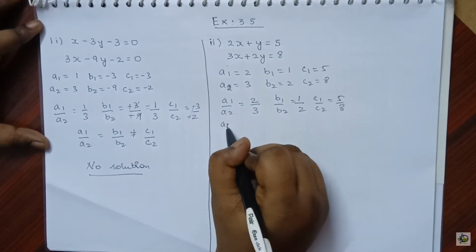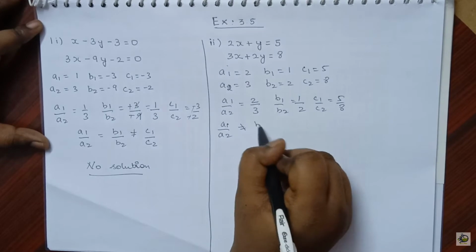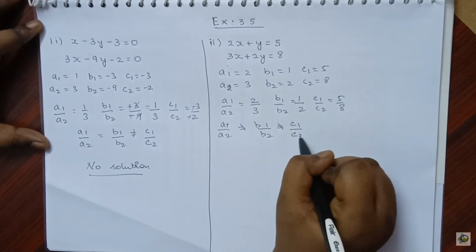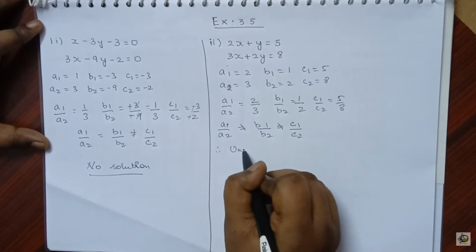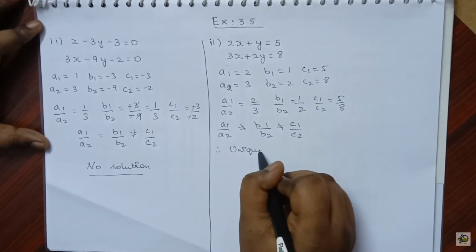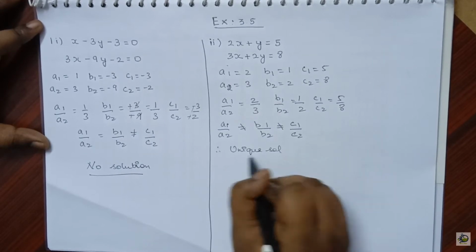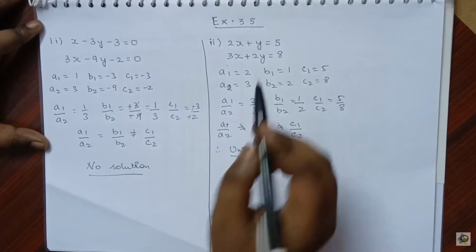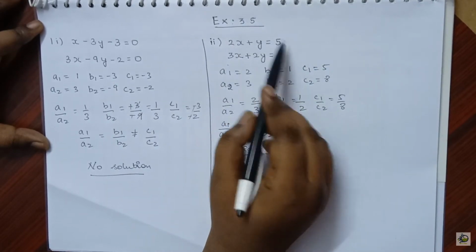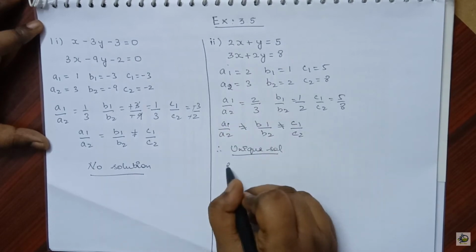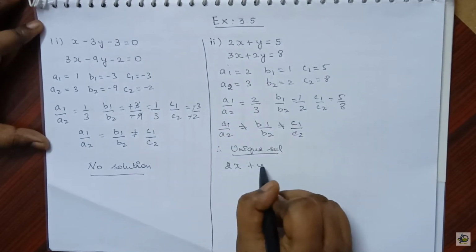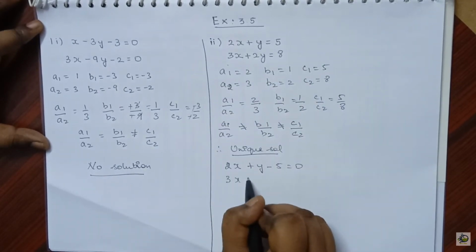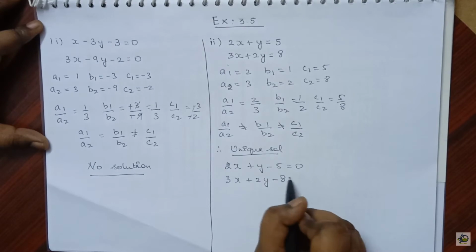Here you can see that a1 by a2 is not equal to b1 by b2, which is in turn not equal to c1 by c2. Therefore, the equations have a unique solution. So now we can use the cross multiplication method. To use it, we have to bring everything to one side. So the equations change to 2x plus y minus 5 equal to 0, and 3x plus 2y minus 8 equal to 0.